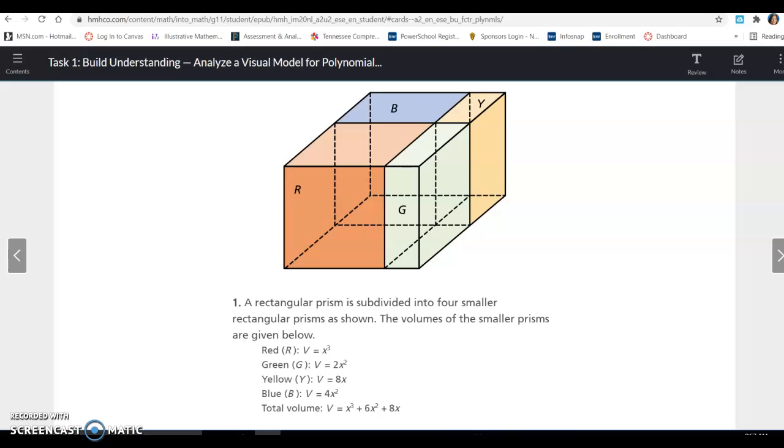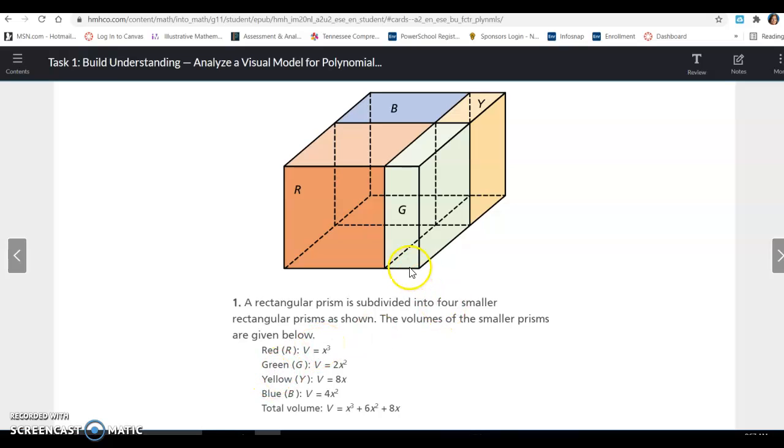All right, a large prism is subdivided into 4 smaller rectangular prisms as shown. The volumes of the small prisms are given below. Red, I guess we're going to call this red. So R is the red, G is the green, Y is the yellow, and B is the blue. For red, you can see that this is one side, this is the other side, and then the height is the third side. So red is x times x times x.